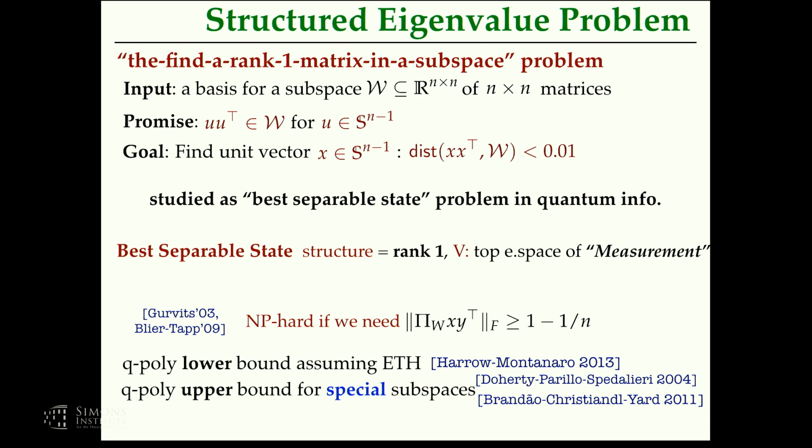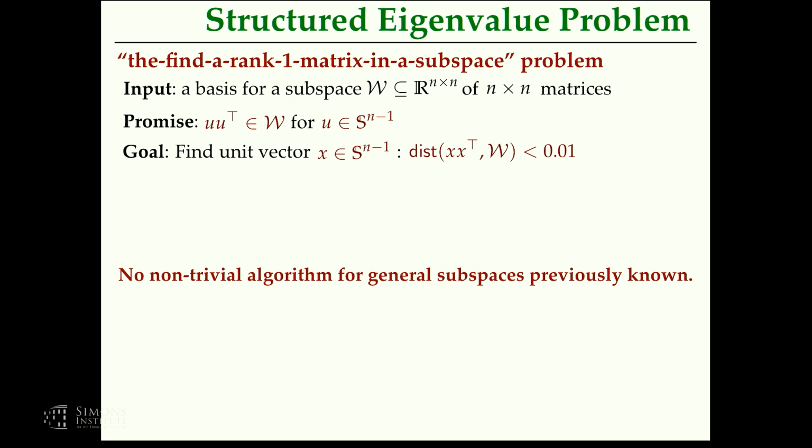And in some special cases, when the subspaces W are special subspaces that arise from top eigenspaces of some special measurement matrices, then there is in fact a quasi-polynomial upper bound for this problem. But the bottom line is that there is no non-trivial algorithm. By non-trivial, I mean something that does not do brute force search over all possible vectors over the unit sphere, which runs in like 2 to the O of n time. There is no non-trivial algorithm for this problem for general subspaces.